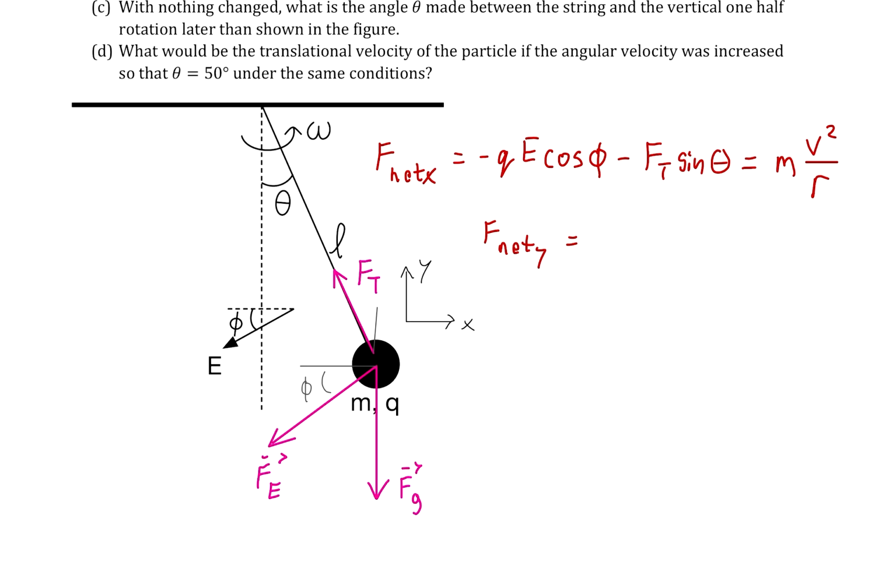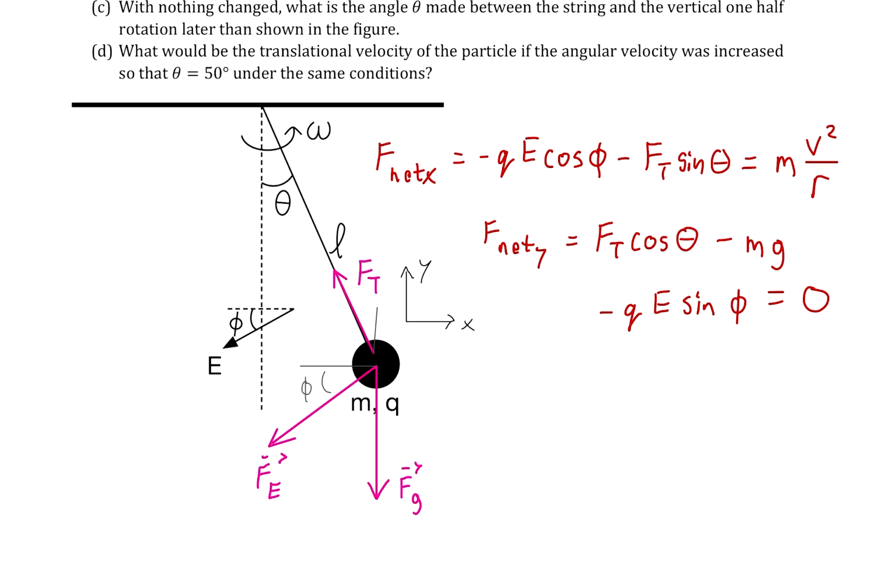What do we got? Well, we got F_T cosine theta, because it's positive, and then minus just plain old mg, right? Pointing straight in the negative y direction. We also have a component of the, almost said gravitational force, but of the electric field force. So that would be negative qE, and that one is sine phi. Very good.